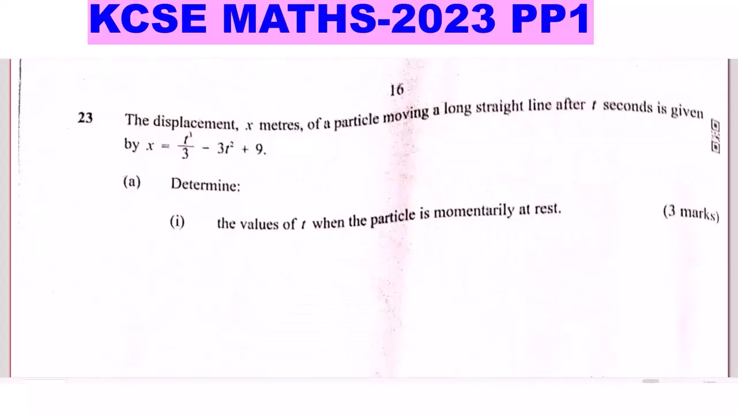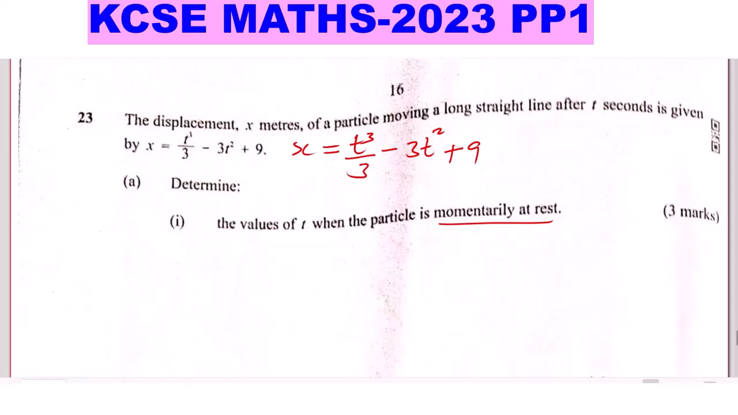Question 23. The displacement x meters of a particle moving along a straight line after t seconds is given by x is equals to t cubed divided by 3 minus 3t squared plus 9. Part A, determine 1. The values of t when the particle is momentarily at rest. You're given displacement, that is x. You're required to get values of t when the particle is at rest.